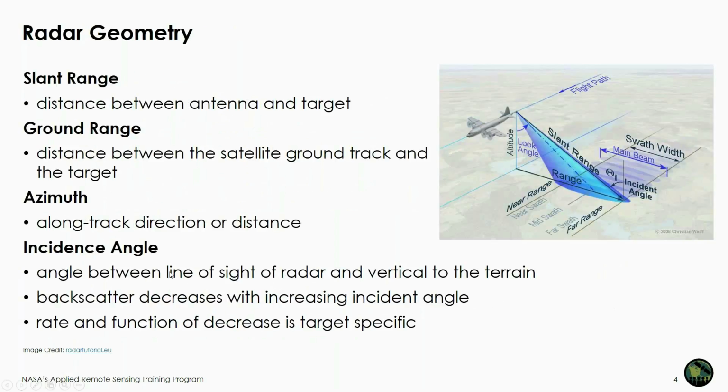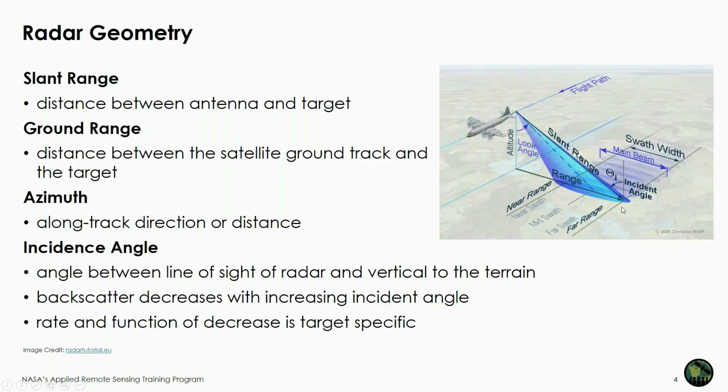So let's talk a little bit about the radar geometry so we can understand how we're applying this radar data. So the natural geometry of a radar is in slant range, and slant range is defined as the distance between the radar antenna. Here we're looking at an aircraft, but this could be a satellite as well. So the slant range is this distance from the radar antenna down to the Earth's surface.